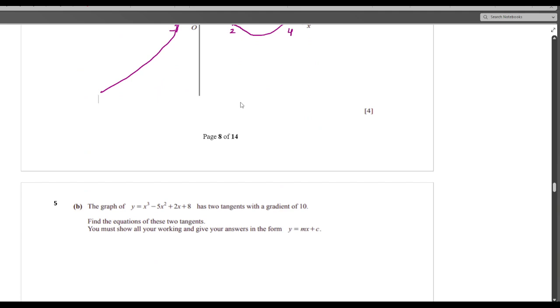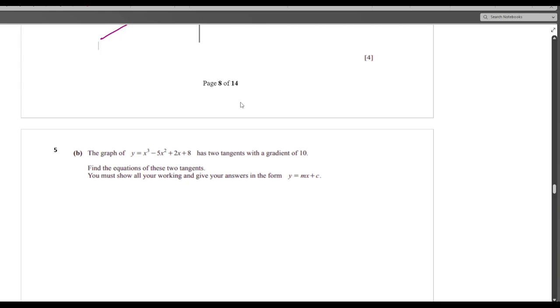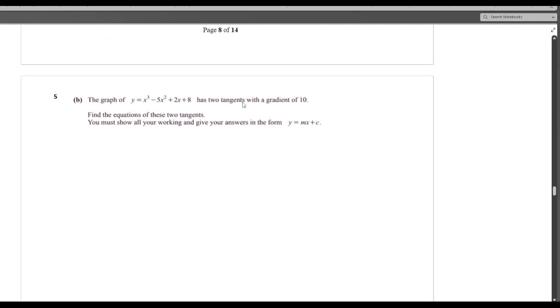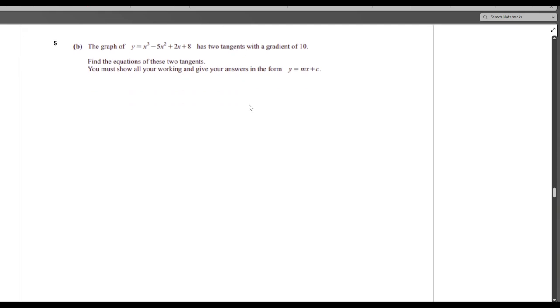Question 5b: the graph of y equal to x cube minus 5x square plus 2x plus 8 has two tangents with a gradient of 10. Now find the equation of these two tangents. You must show all your working and give your answer in the form y equals mx plus c. Now for gradient, we find dy by dx. We differentiate. So your dy by dx will be 3x square minus 10x plus 2.